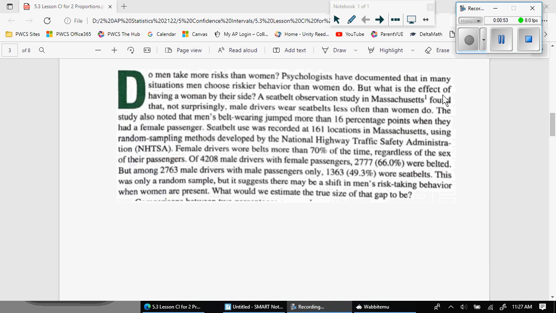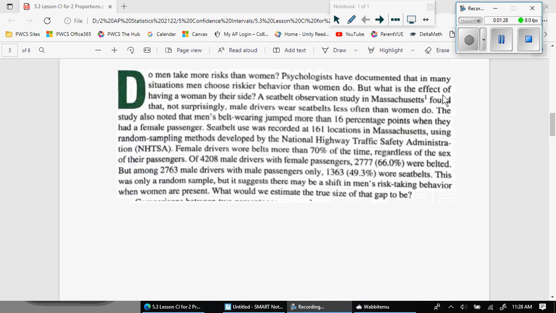So we have this study done in Massachusetts. You're looking at seatbelt use. They want to see if there's some sort of difference between when a male driver is driving a car with a female passenger versus when a male driver is driving a car with a male passenger. In particular, what we're looking at is the proportion of those drivers that are wearing their seatbelt, to see if perhaps the men are taking more risks depending on the gender of their passenger.